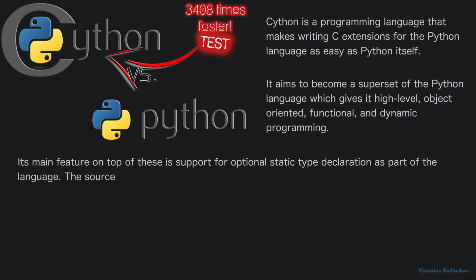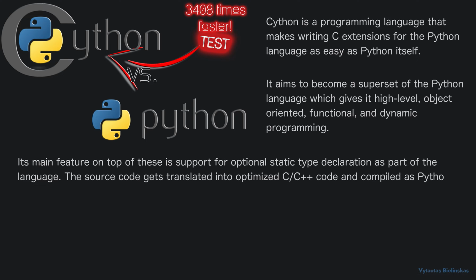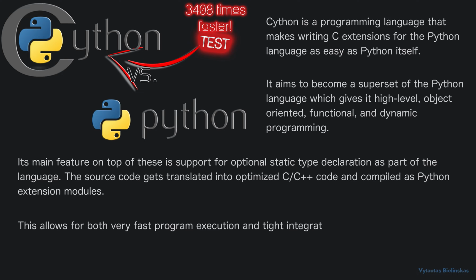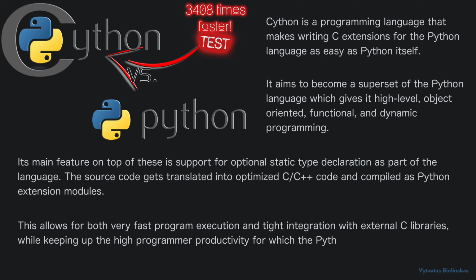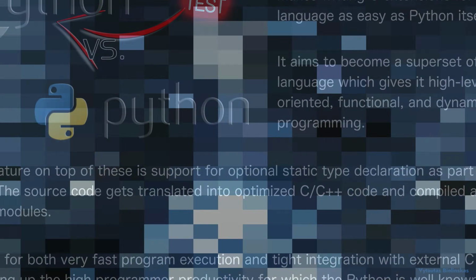The source code gets translated into optimized C and C++ code and compiled as Python extension modules. This allows for both very fast program execution and tight integration with external C libraries, while keeping up the high programmer productivity for which the Python language is well known.